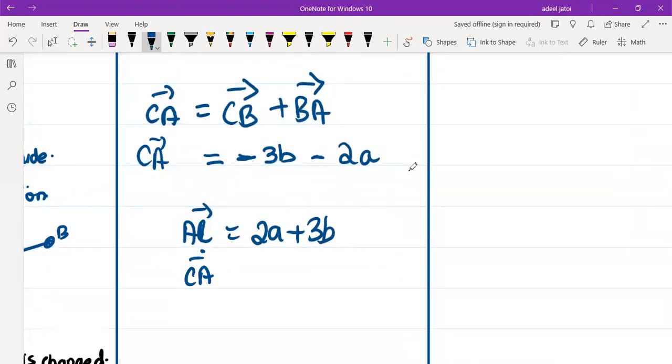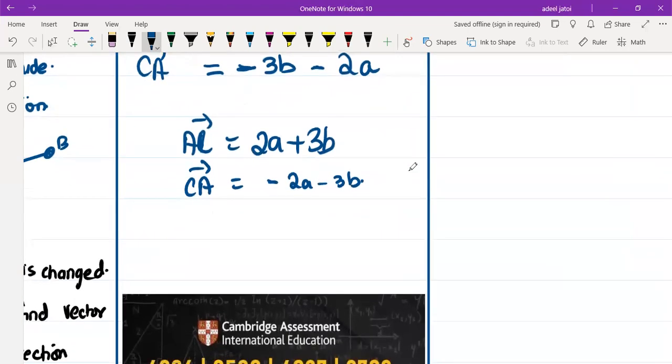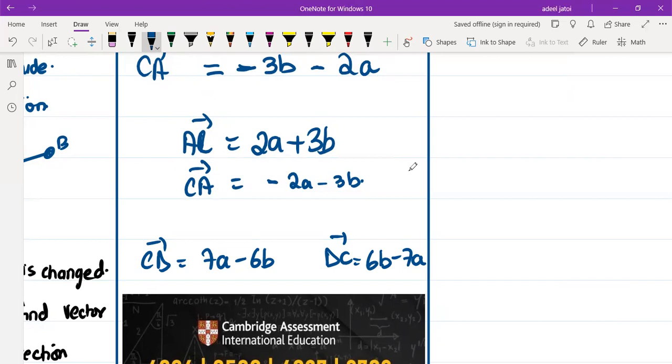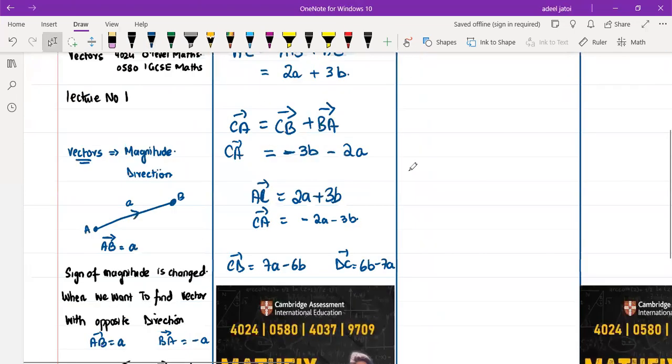Now when I want to write it directly, when the given vector, the given magnitude is already there, and I want to write down the opposite of the given magnitude, I'll just change the signs. Which means, if I say CD is 7A minus 6B, so DC will become 6B minus 7A. Your 7A positive will become negative, and negative 6B becomes positive 6B.